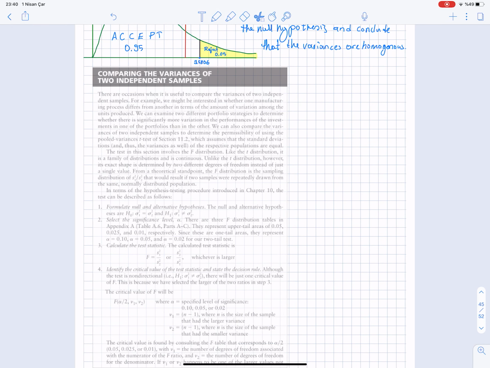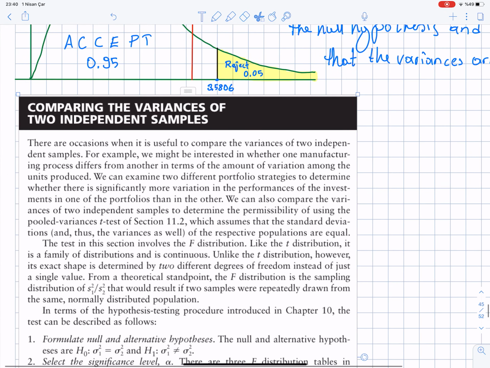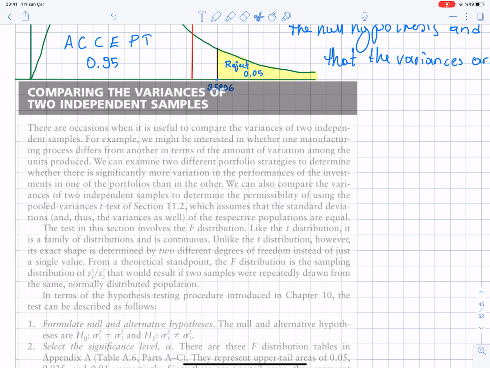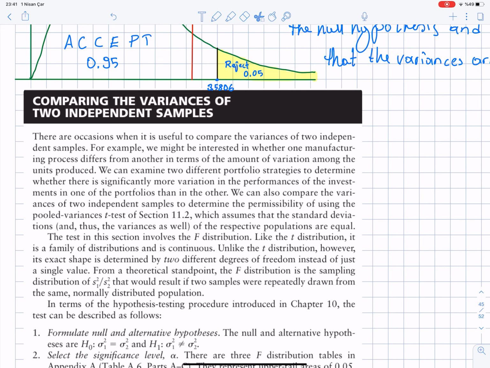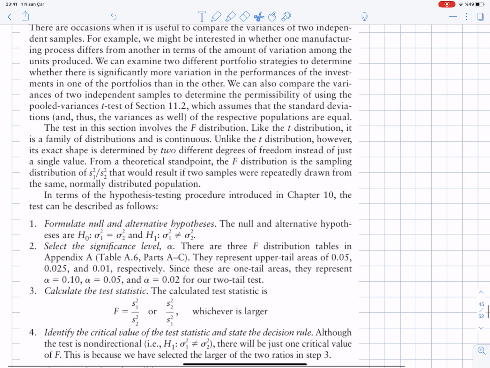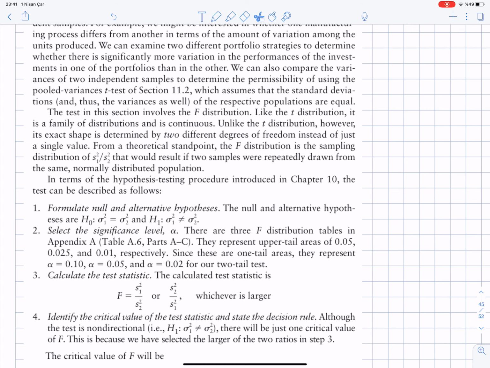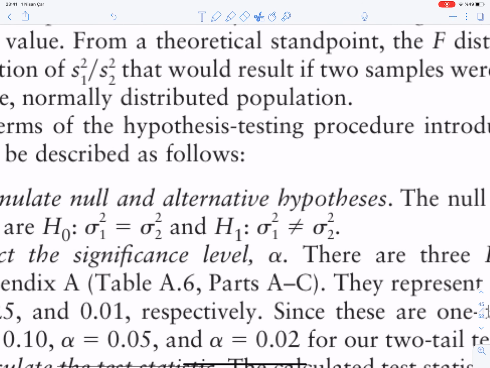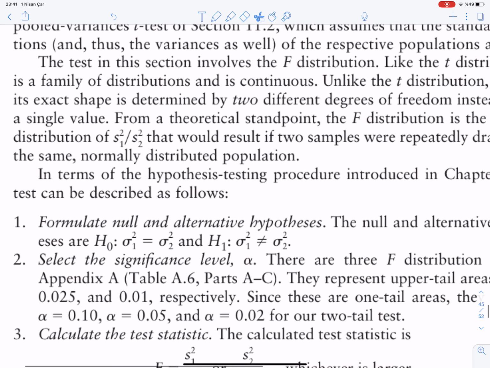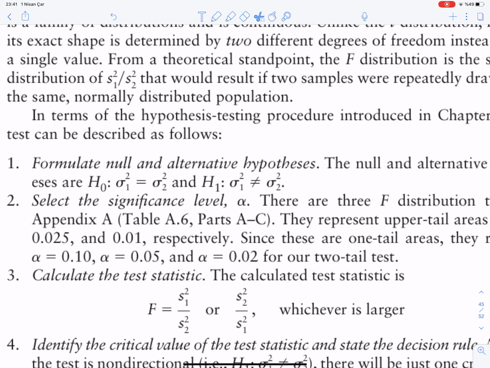This is how the book is taking the comparison of the variances of two independent samples. But in practice, you can use this way to calculate the statistic for more than two independent samples. You just pick the large value on the top and have the small one on the bottom. See what the book tells: H0 is sigma 1 squared equals sigma 2 squared, and the alternative is the same as my case.